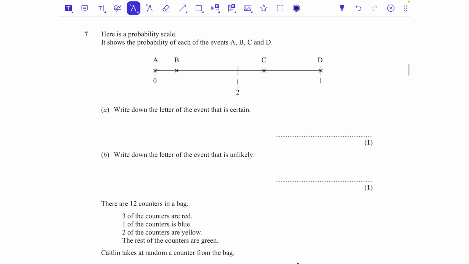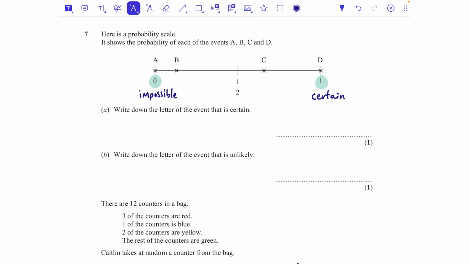Question number 7. Here is a probability scale. It shows the probability of each of the events A, B, C and D. So first thing that's worth saying is that 0 in probability means impossible. It absolutely cannot happen. And 1 means certain. Definitely going to happen. Absolutely 100% chance of that happening. Okay, and then a half in the middle, 50-50, so something like flipping a coin.